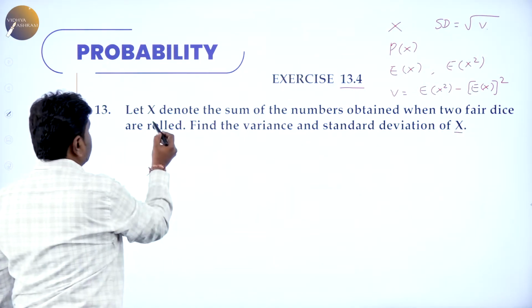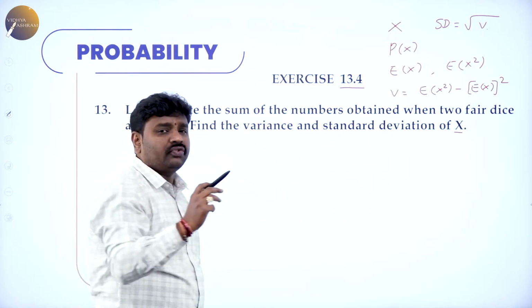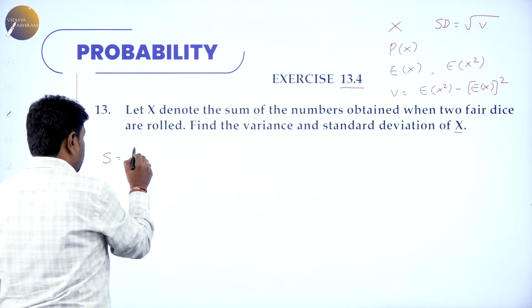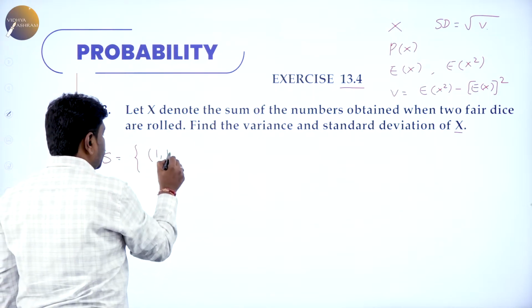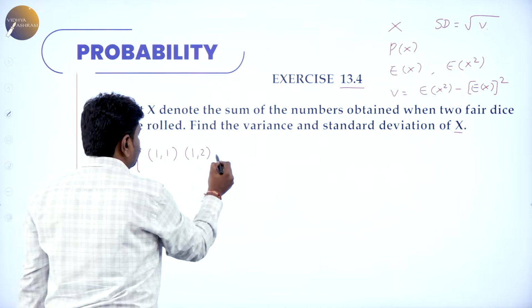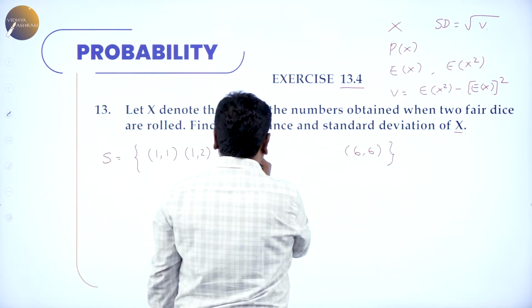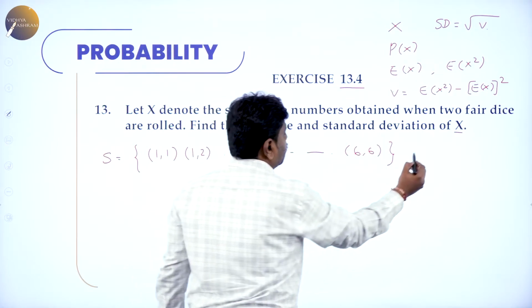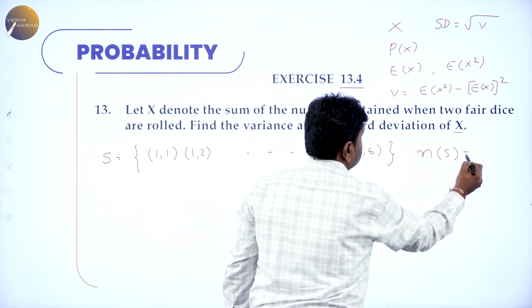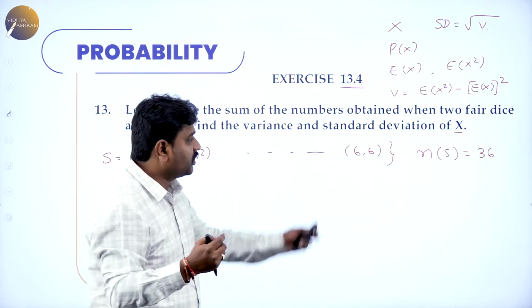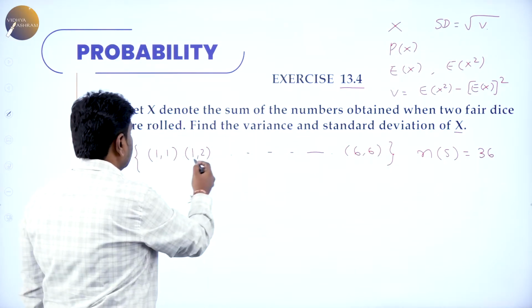So first, x denotes the sum of numbers obtained when two fair dice are tossed. See, what is the sample space when you toss two dice? You may get 1 1, 1 2, and so on till 6 6. You have 36 outcomes. The total number of elements in the sample space is 36, because one die gives you 6, so two dice give 6 square, which is 36.